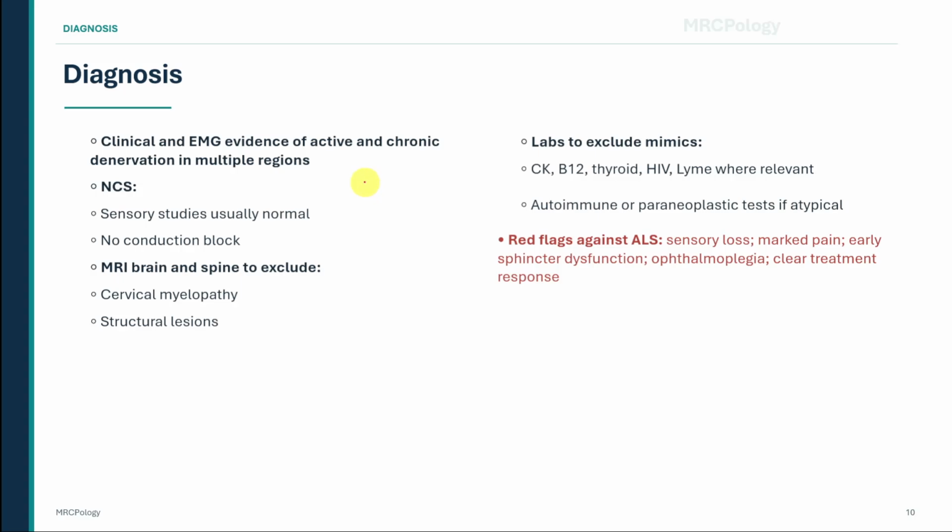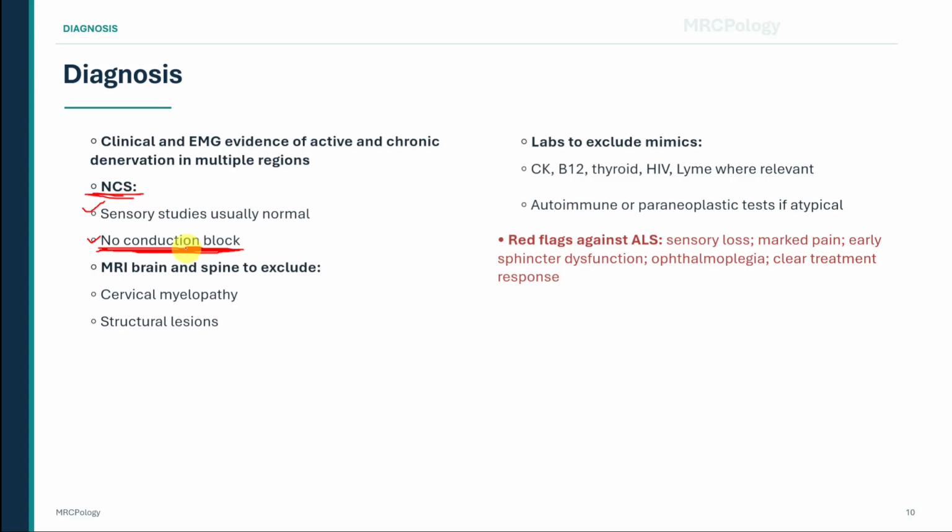Nerve conduction studies usually show normal sensory responses because sensory nerves are preserved. Motor responses may be reduced because motor axons have been lost, but conduction block should not be present. Do not confuse amyotrophic lateral sclerosis with multifocal motor neuropathy. Multifocal motor neuropathy can also cause asymmetric weakness without sensory loss, but nerve conduction studies may show motor conduction block. This is important because multifocal motor neuropathy may respond to intravenous immunoglobulin.